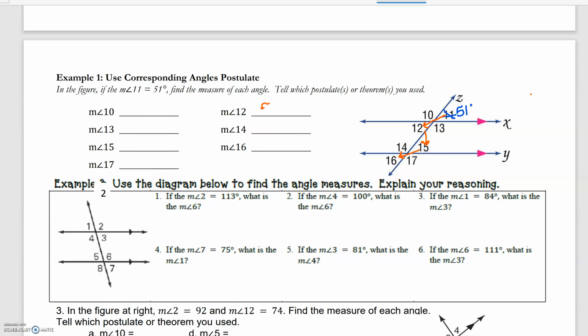So 12 we know has to be 51 because it's vertical to it. Alternate interior, 12 and 15, 51. And then again, vertical with 15 and 16, so 51. And then all the rest of these are going to be supplementary because they're forming that linear pair with 51, and then they follow their own path to be congruent. So 180 minus 51 is going to be 129. So 129 for all the rest of those.